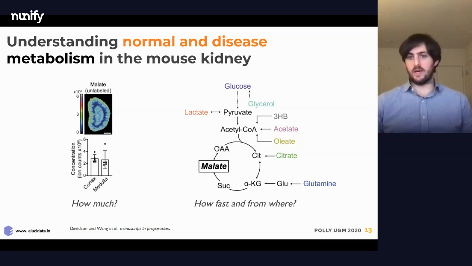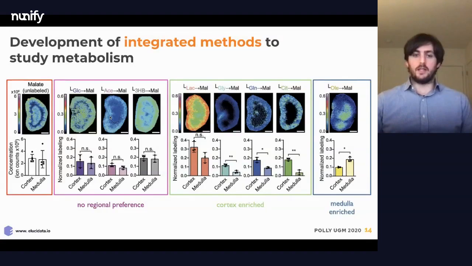So we're looking at metabolomics and flux. And malate becomes much more interesting when you start to ask, where does malate come from? So here we have the unlabeled malate, which is relatively consistent in the cortex and the medulla. But if you ask where malate comes from, so we're asking how much glucose labels malate when you infuse glucose into the mouse kidney, how much acetate contributes to malate, how much 3-HB contributes to malate. And so you'll see that for these three tracers that we infuse into the mice, there's not much difference in the cortex and the medulla in terms of relative contribution of these nutrients to malate.